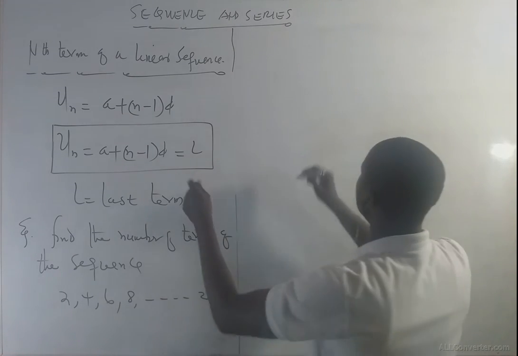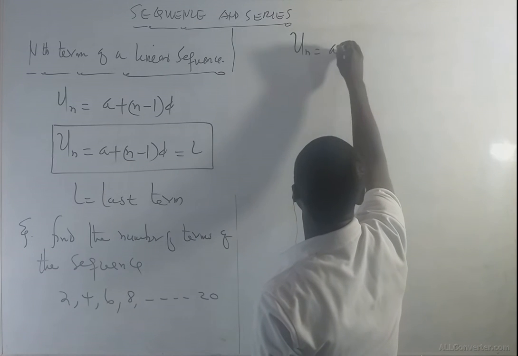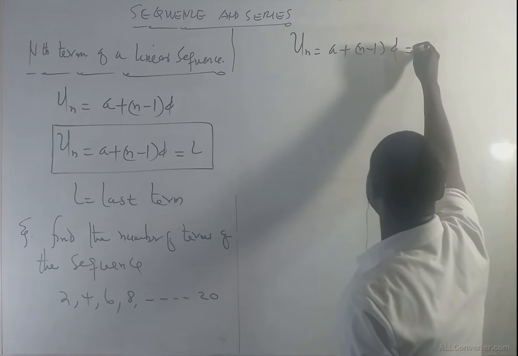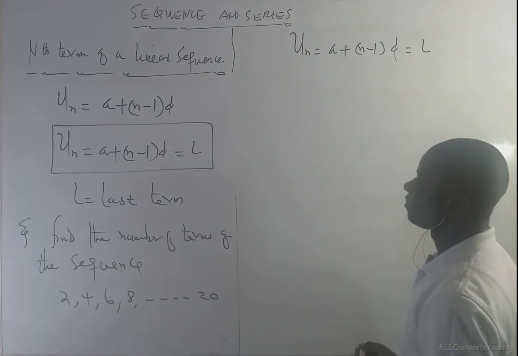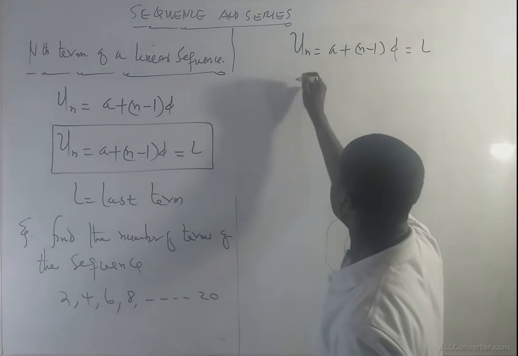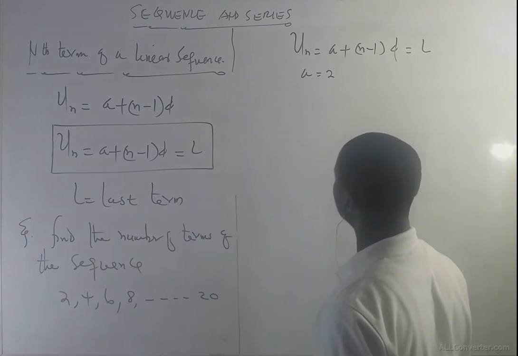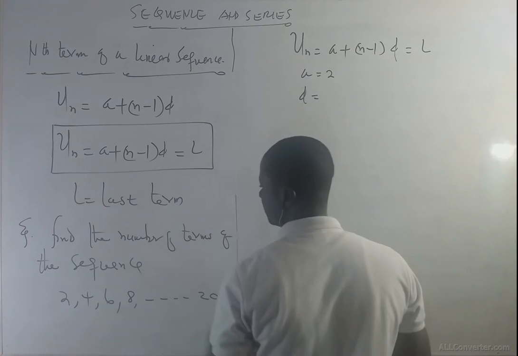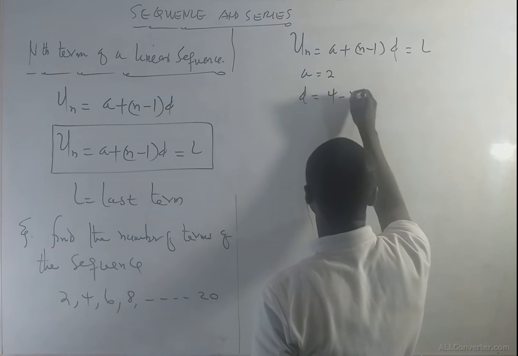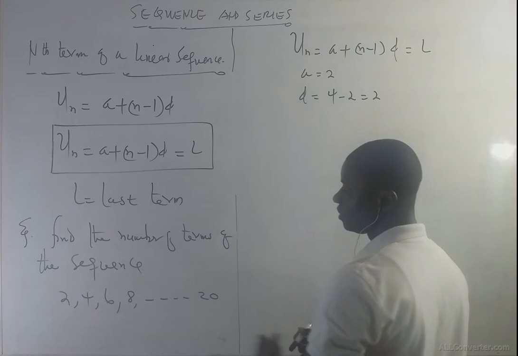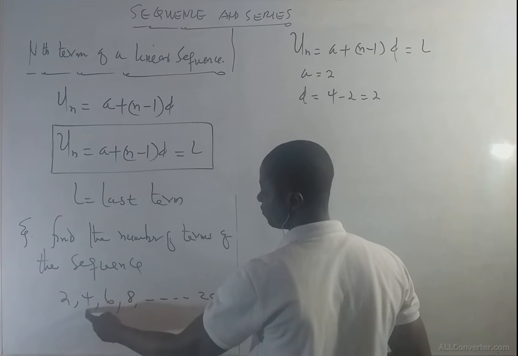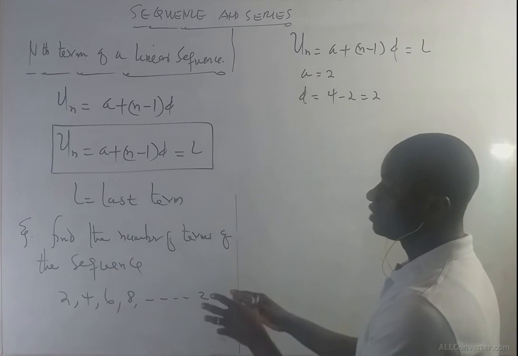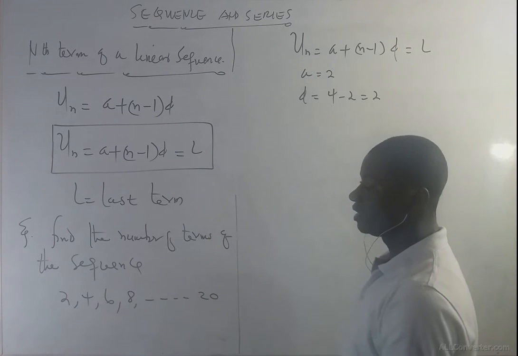Now, you know that un equals a plus n minus 1 times the common difference, and this is equal to L. That's the last term. From the sequence, the first term is 2. You know how to find the common difference. That is the second element minus the first element. That is 4 minus 2, and the answer is 2. Or the third minus the second, that is 6 minus 4 is still 2, or 8 minus 6 is still 2. So this is a linear sequence or an arithmetic progression because it has the same common difference.